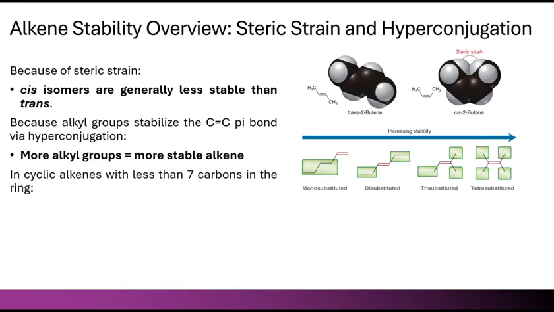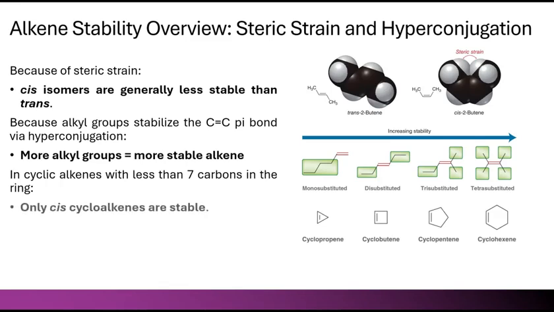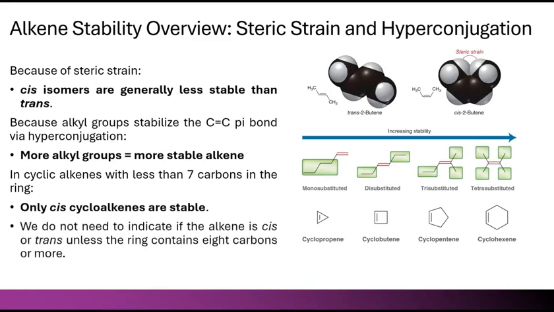In cyclic alkenes with less than 7 carbons in a ring, like cyclopropene, cyclobutene, cyclopentene, and cyclohexene, only the cis cycloalkenes are going to be stable. We do not need to indicate if the alkene is cis or trans unless the ring contains 8 carbons or more. Remember these stabilities: cis isomers are less stable due to steric strain, and the more alkyl groups, the more stable the alkene.